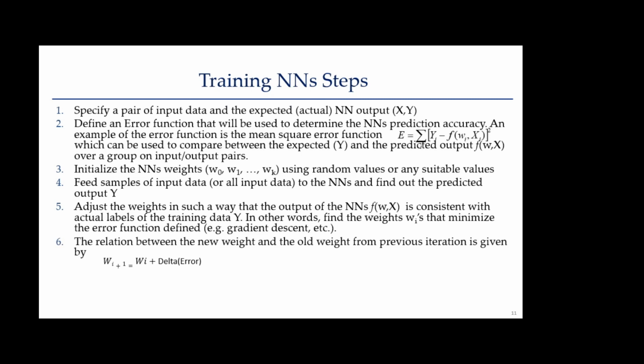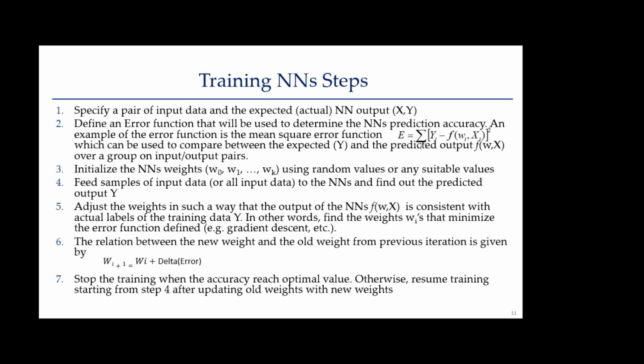And each time the weights are adjusted, we loop back and repeat steps 4 to 6 until we reach a satisfactory value of the errors. At this stage, when we are happy with the outcome, we stop the training and we save the last best weights for deployment purposes.